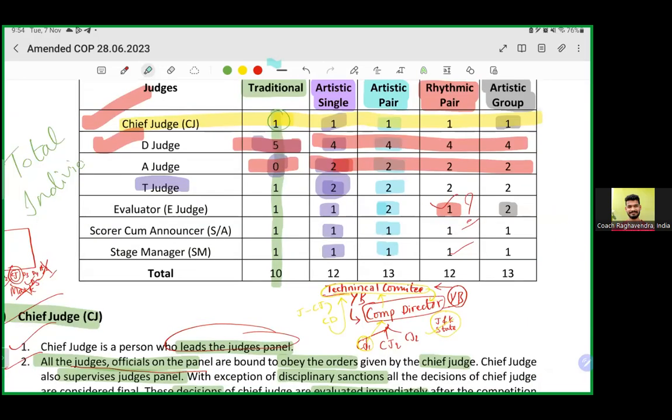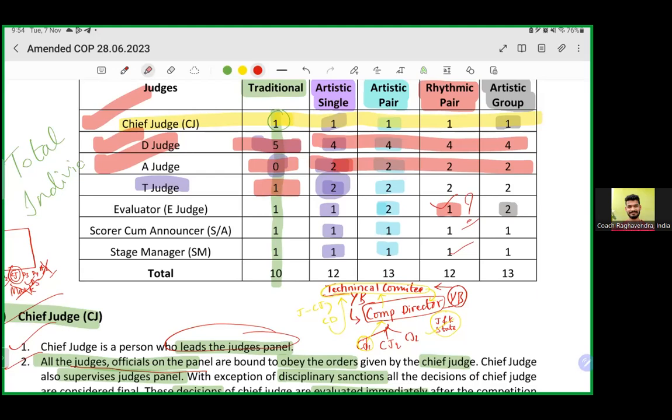Now we come to the difficulty judge completed, artistic judge completed. Now come to the time judge. When it comes to the time judge, in the traditional event, we are going to have only one time judge because there is only one person demonstrating the asana at a time. And when it comes to artistic events, we are going to have four particular events. In these four events, we are going to have two time judges.